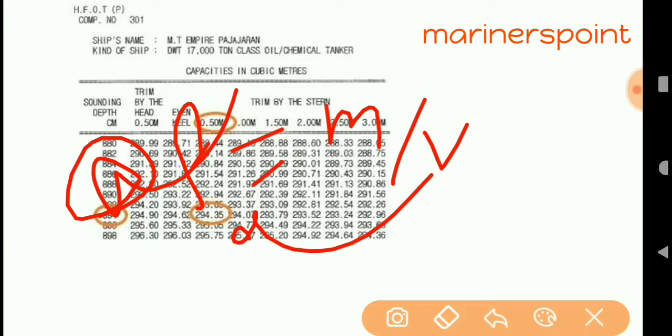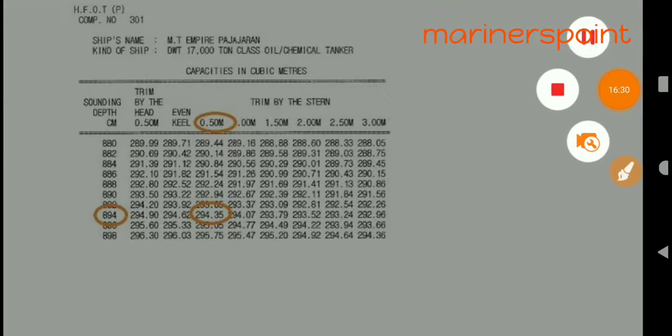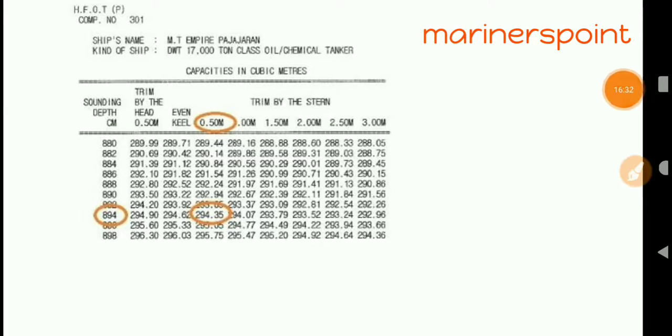Density varies with temperature, so you must know density at the particular temperature. With variation of density, volume will increase or decrease, then your centimeter also increases or decreases.